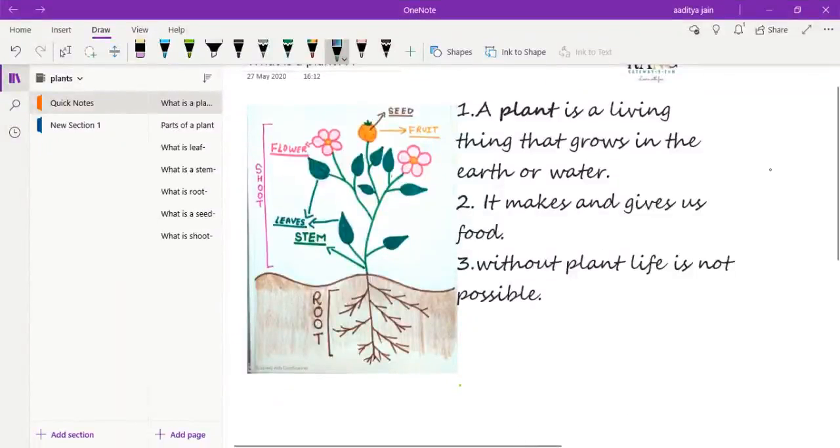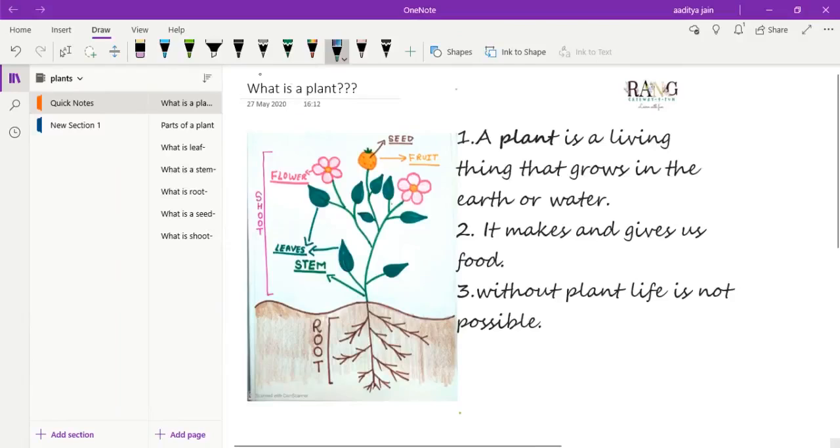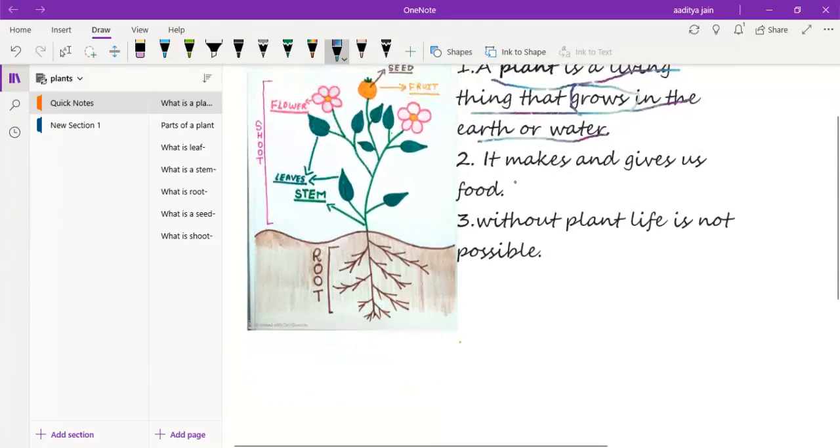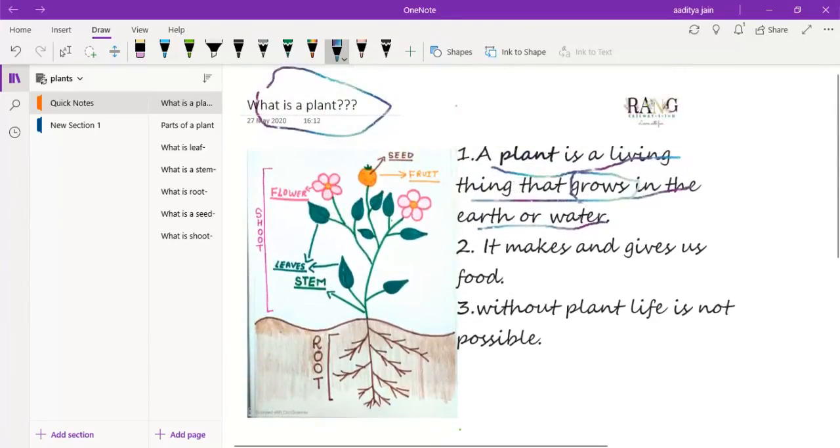So kids, what is a plant? A plant is a living thing that grows in the earth or water. We all know that a plant grows, and we also know that it grows on the earth or in the water. As the plant grows, we know that it is a living thing and it does not grow in the sky, so we know that it grows on the earth and water only.